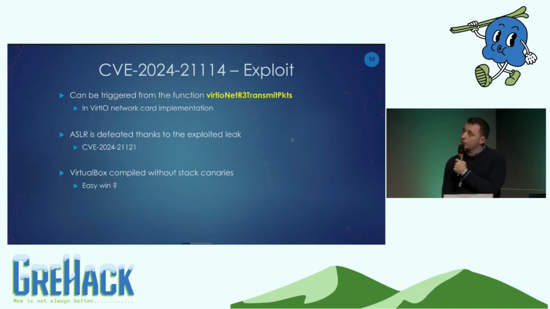So in the exploit, you can trigger this vulnerability by attacking the stack frame of this function, which is a specific function in the network card implementation. We already have a leak because we defeated ASLR with the first bug I presented. And VirtualBox is compiled without stack canaries. It feels like an easy win. You just have to write the return value on the stack, and it's a 101 stack buffer overflow exploitation.